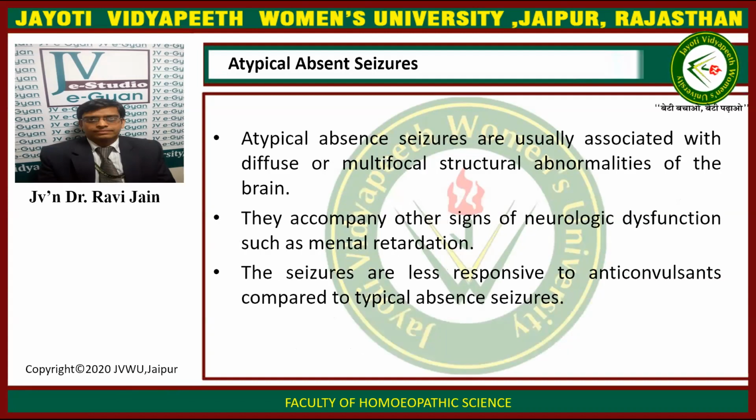Atypical absence seizures are usually associated with diffuse and multifocal structural abnormalities of the brain. There are multiple structural abnormalities of the brain, therefore it is a generalized seizure. They accompany other signs of neurological dysfunction, such as mental retardation.